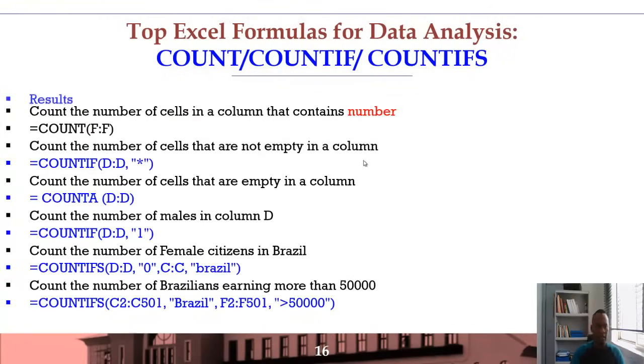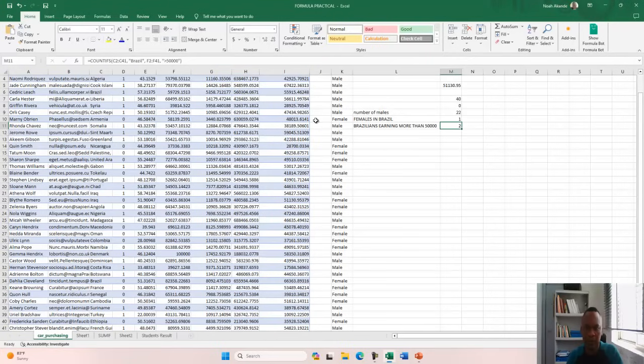Okay, now these are my results. Count the number of cells in a column that contains numbers. Anytime you want to count the number of cells in a column that contains numbers, we'll use COUNT. Cells containing numbers, not alphabet, not text. Count the number of cells that are not empty. We can also use COUNTIF. Yes, that asterisk means it must contain a value. Let's test that. COUNTIF.